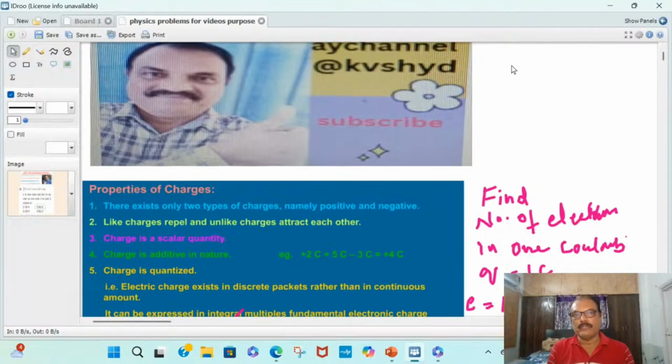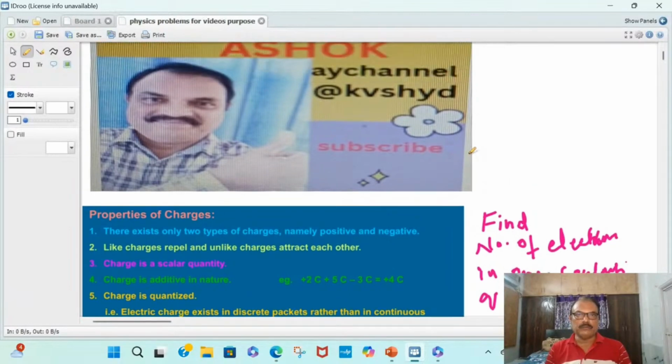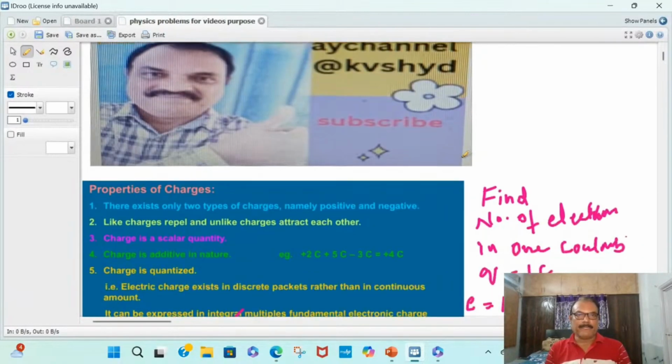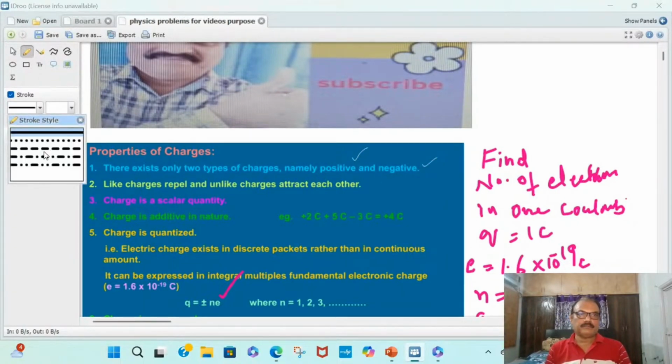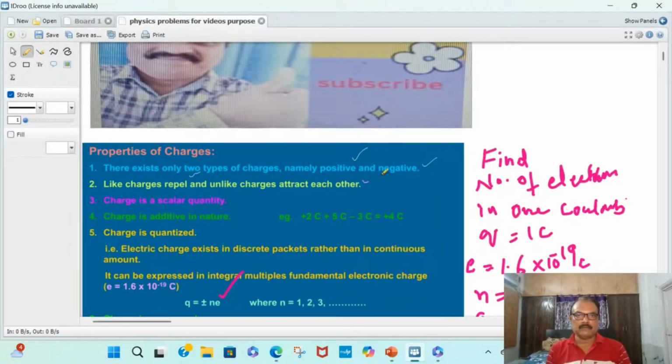So there are only two kinds of charges, which I already told you, and certain properties of charges I already told you. That is, the first property: only two types of charges, positive and negative. The second one is like charges repel, unlike charges attract. That you can see, you might have seen even in lower classes.